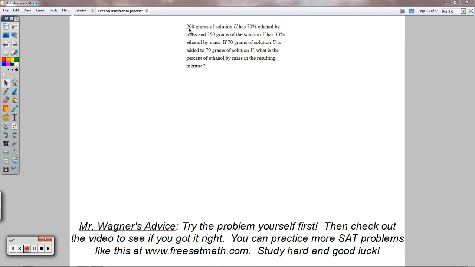This question says that 200 grams of solution U has 70% ethanol by mass and 350 grams of the solution V has 30% ethanol by mass. I'm going to draw some pictures to start with this.